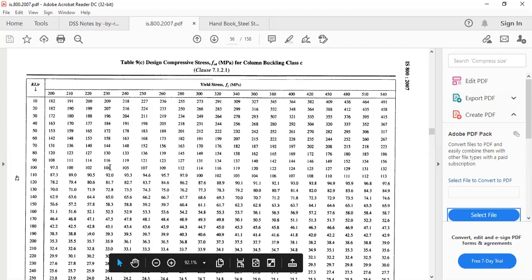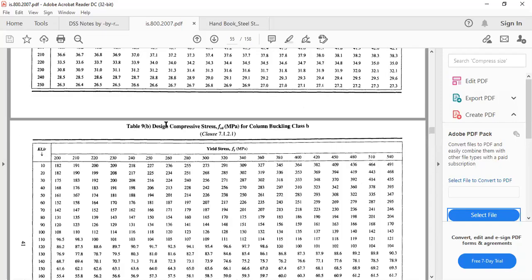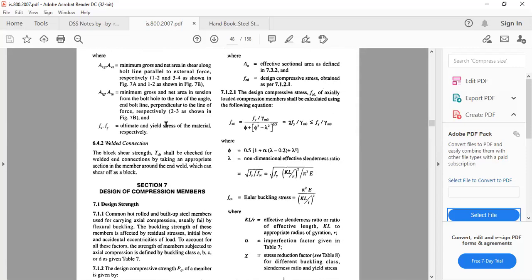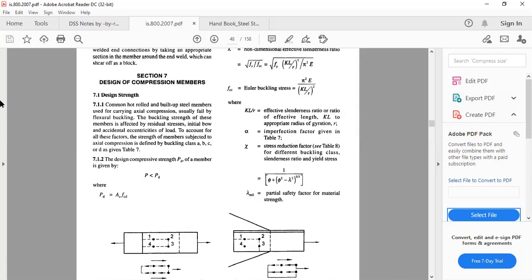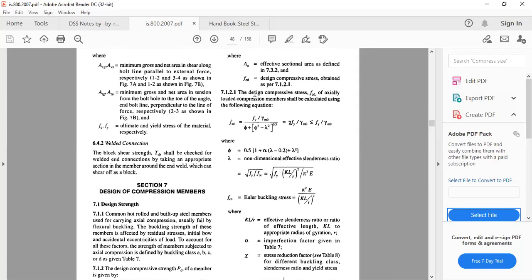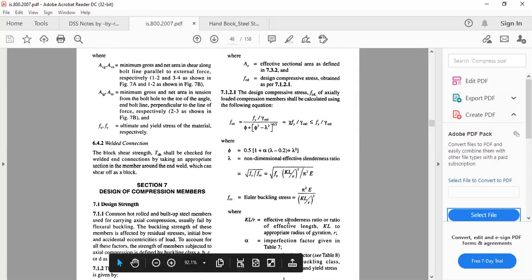I think we have seen a lot of formulas, and we are going to have the same here. PD is equal to AE into FCD, whereas FCD is equal to Fy by gamma m naught divided by phi plus phi square minus lambda square power 0.5. Whereas phi is equal to the formula, lambda is equal to what is the formula, then FCC is equal to what is the formula. So these things we have to find out right now.